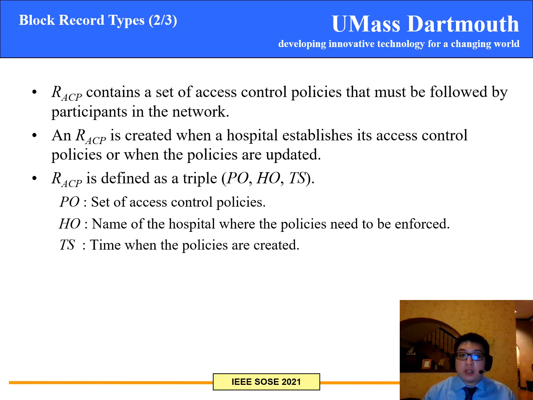An access control policy record is created when a hospital establishes its access control policies or when the policies are updated. Therefore, each hospital may have multiple access control policy records in the blockchain, but only the most recent one is valid, similar to a user profile record. An access control policy is defined as a triple with set of policies, hospitals, and timestamp.